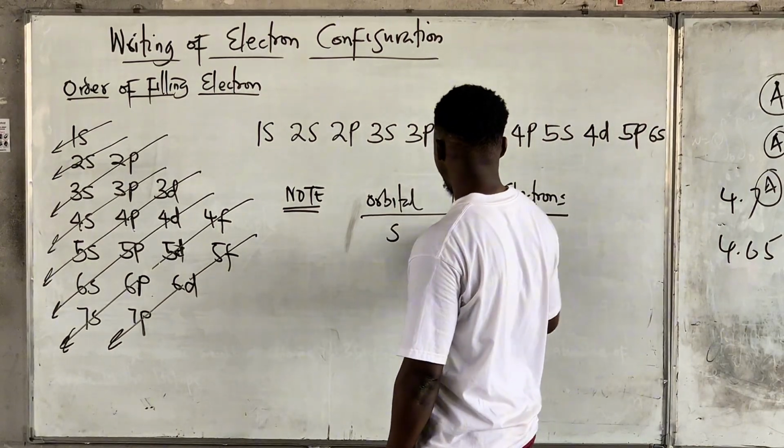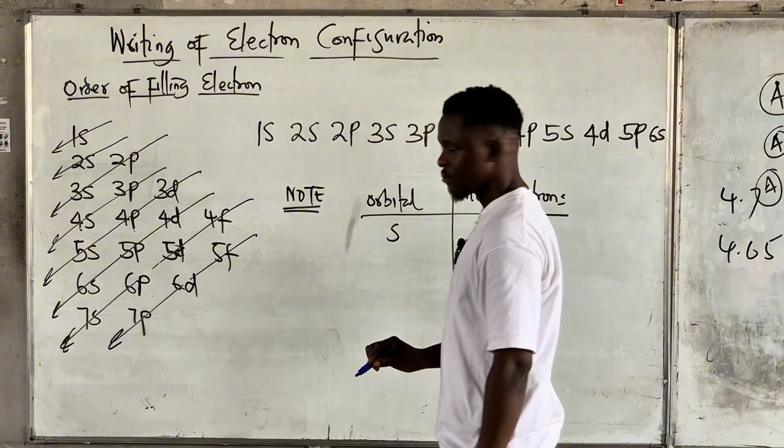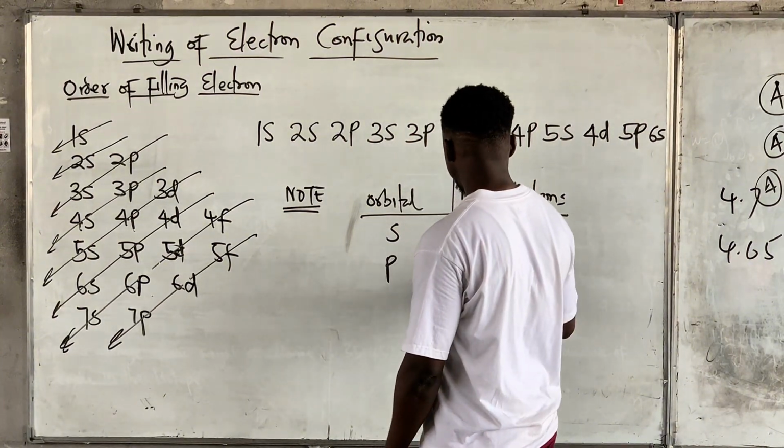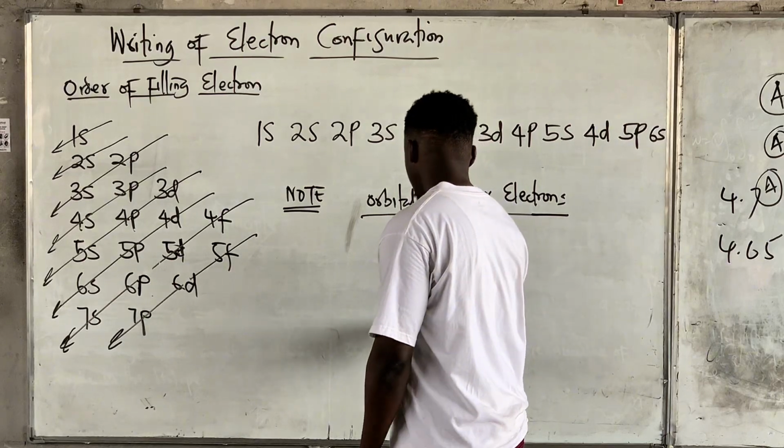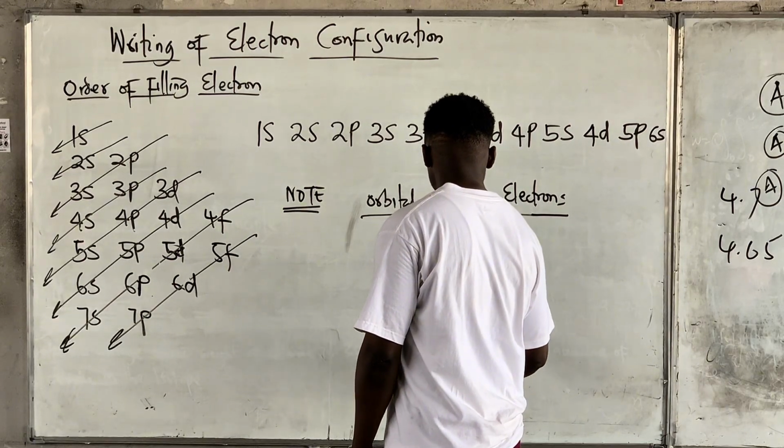S orbital can hold a maximum of 2 electrons. P orbital can hold a maximum of 6 electrons. D orbital can hold a maximum of 10. F orbital can hold a maximum of 14.